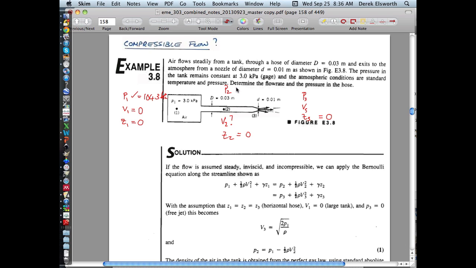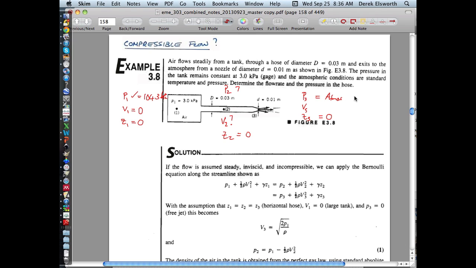We don't know what the pressure is at this point. We don't know its velocity, and we know its elevation. So we can't write Bernoulli between upstream and downstream. We know everything here, but we don't know two things here. So we can't write Bernoulli straight away and solve for velocity. So we need some intermediate step. And so what do we know at the downstream location? We know the pressure is atmospheric.